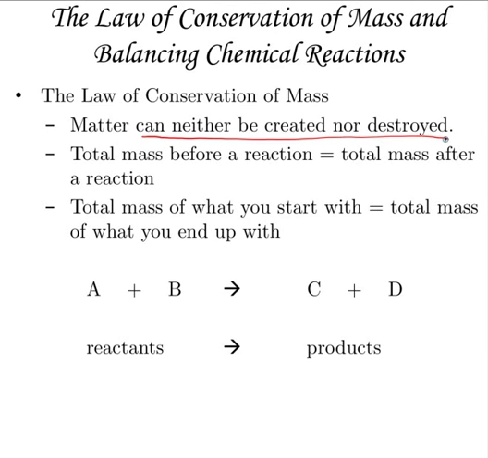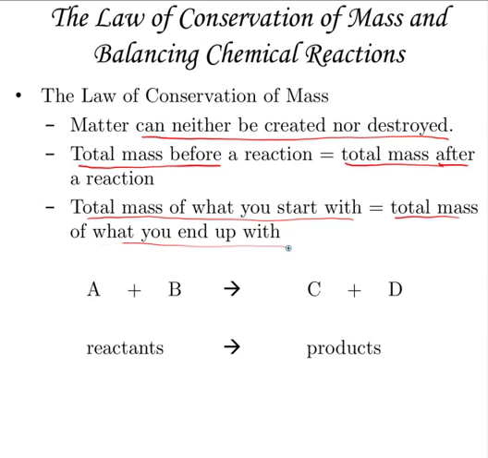If we were to translate this into a chemical reaction before and after, the law of conservation of mass basically tells us the following, that the total mass before a reaction is going to be equal to the total mass after a reaction. In other words, the total mass of what you start with equals the total mass of what you end up with.